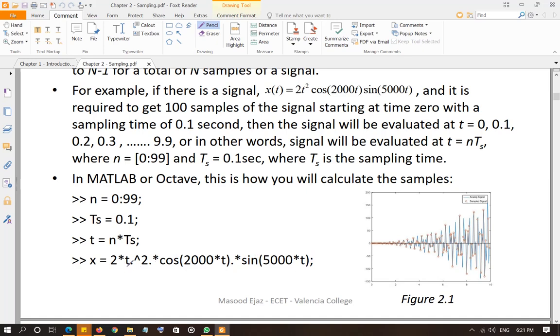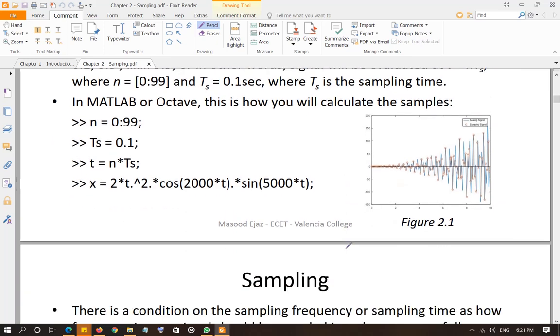Make sure that it is an array operation. T is a vector, so you use a period before any power sign, any multiplication between two vectors, and any division of a vector. You don't have to use a period if you are multiplying a constant by a vector. Okay, so remember that, as you learn in different classes, including the software class.